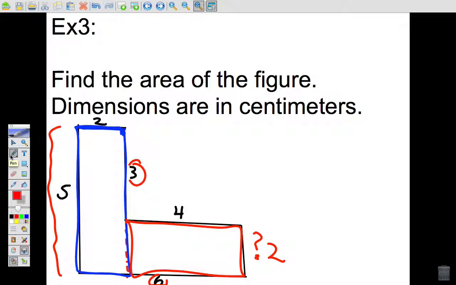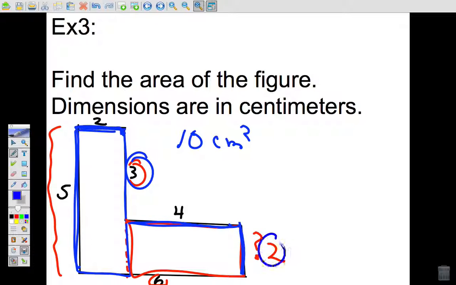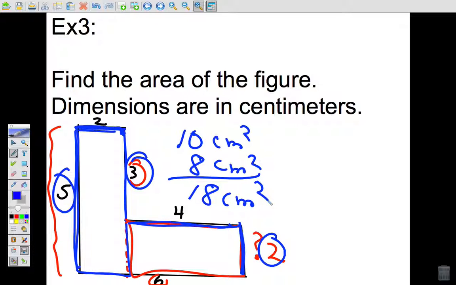example. All right, in the blue, what are the dimensions of the blue? It's 5 by 2. That's 10 centimeters squared. How about the red? It's 4 by 2, which we've already figured out, right? Because 3 plus 2 add up to the whole length there. So it's 4 by 2, which is 8 centimeters squared. Now add the two parts together. Notice we get the same answer. It doesn't matter how you split it up.